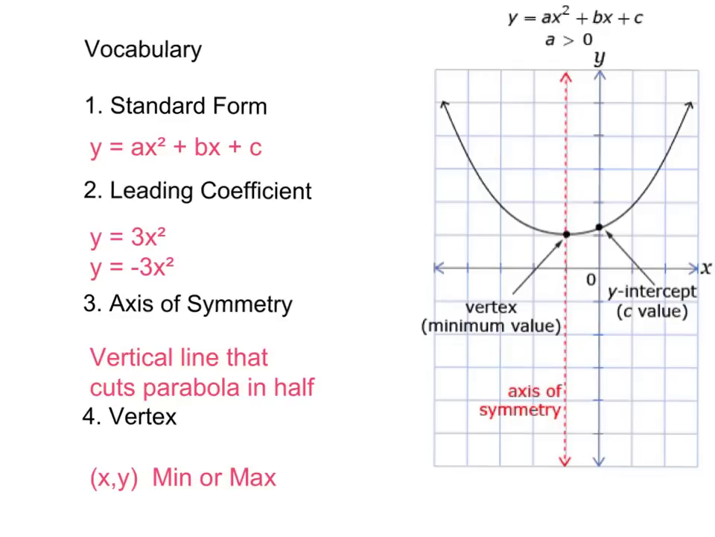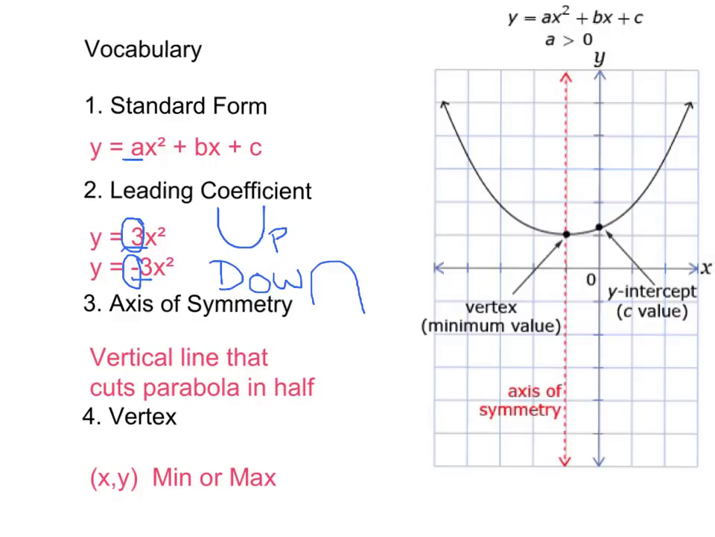Here are some key vocabulary that you will need to know. First, standard form is when the quadratic equation is in y equals ax squared plus bx plus c. Leading coefficient refers to a, the number that is out in front of your trinomial. And that number will tell you if your parabola is going to open up or if it's going to open down. And as you can probably already guess, if it's negative, it's going to open down. If it's positive, it's going to open up.